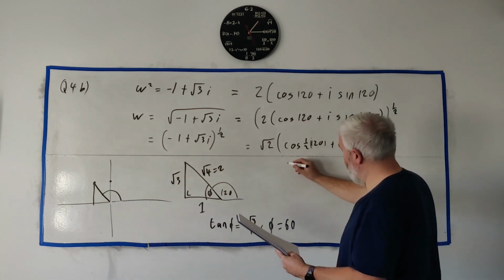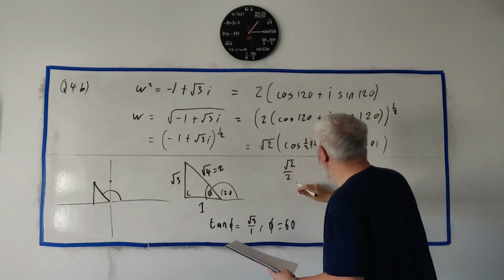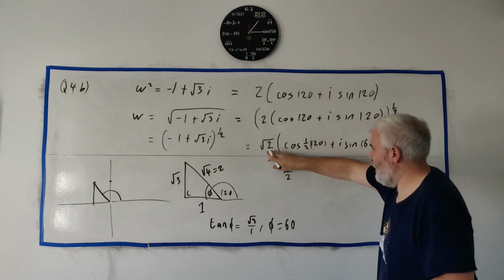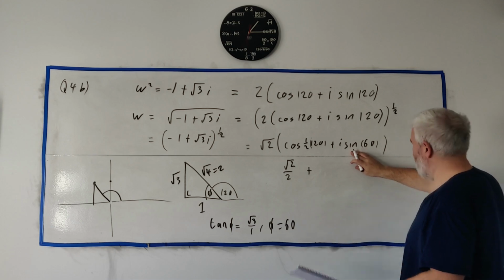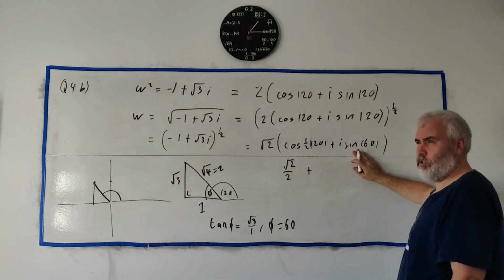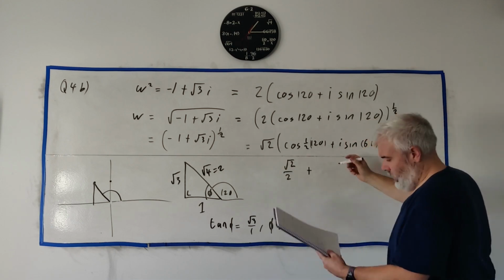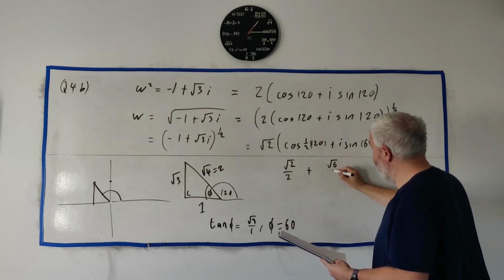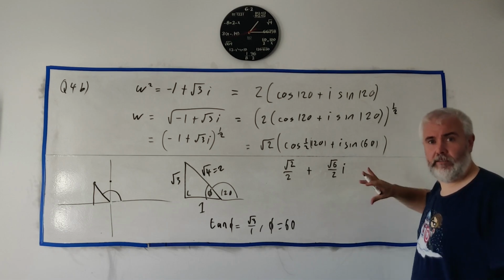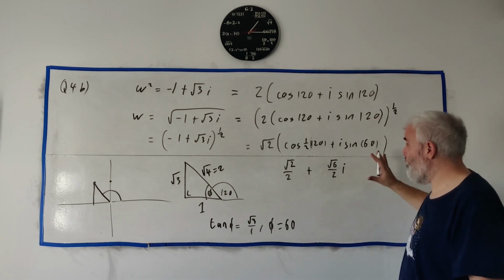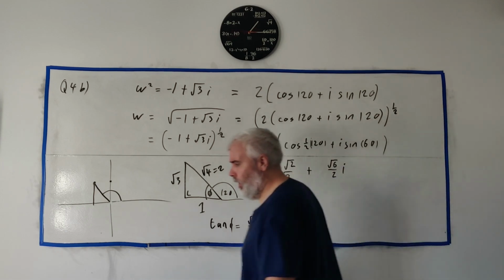That would get you the square root of 2 over 2, because that would be a half multiplied by the square root of 2. Plus an i, and this would be, I think, square root of 3 over 2 multiplied by square root of 2. Either way, it would come out as square root of 6 over 2 i. That's an answer. You would get a lot of marks for that, but you are missing something there.